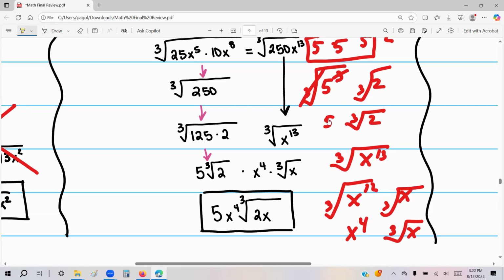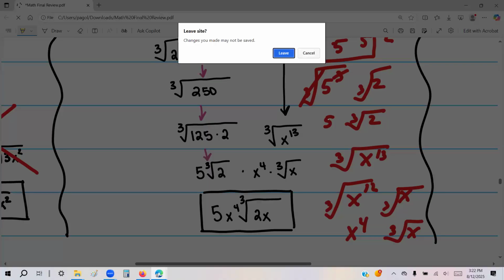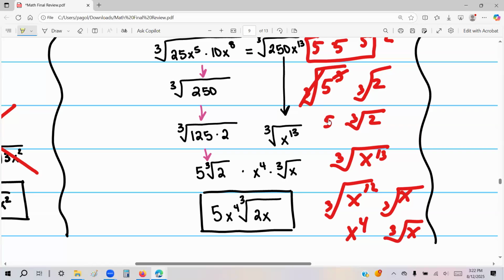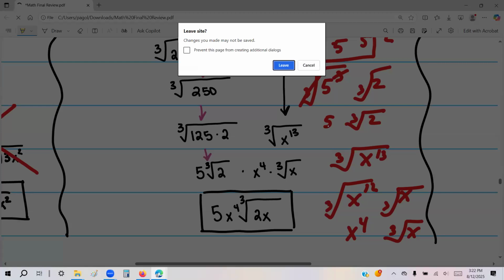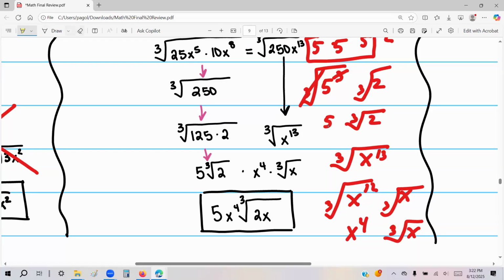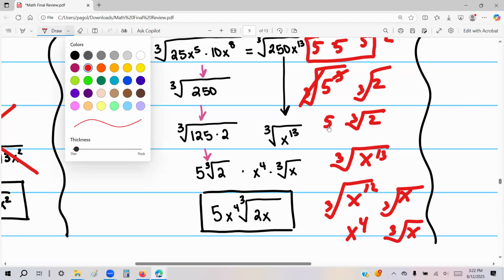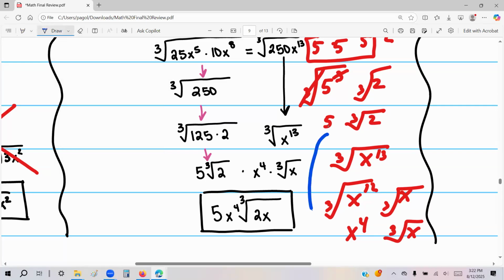So you have 5 and x to the 4. Okay, I forgot about the highlight. They're outside, so put them together: 5x to the 4. And inside you have 2 and x. So you put them together.